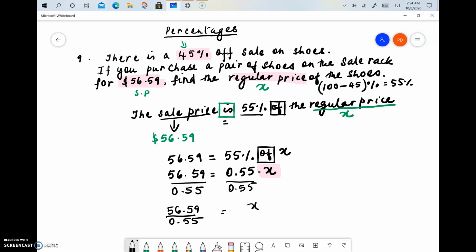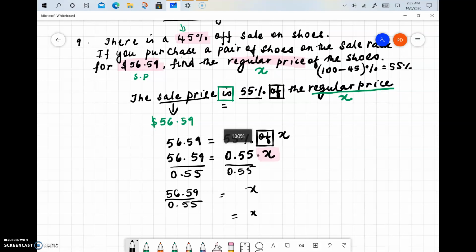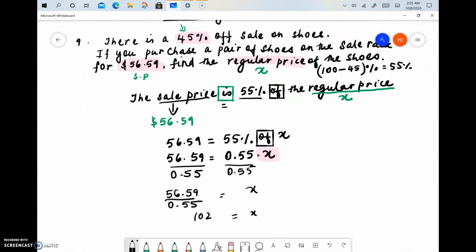So 56.59 divided by 0.55 equals 102. So X is equal to $102.89. I've rounded it to 2 decimal places. So that's the regular cost of the shoes.